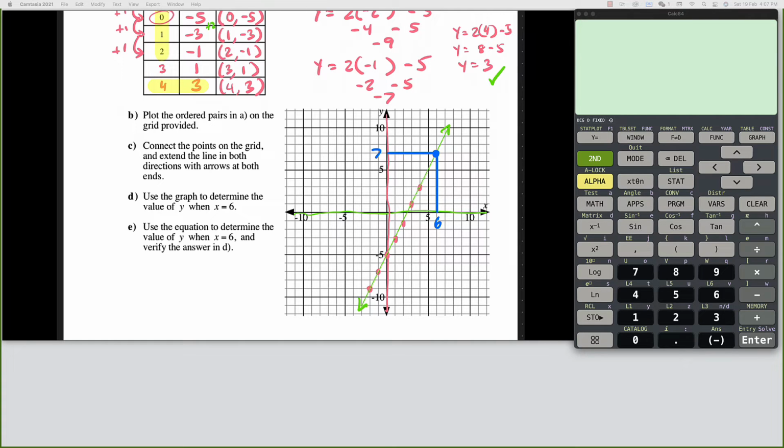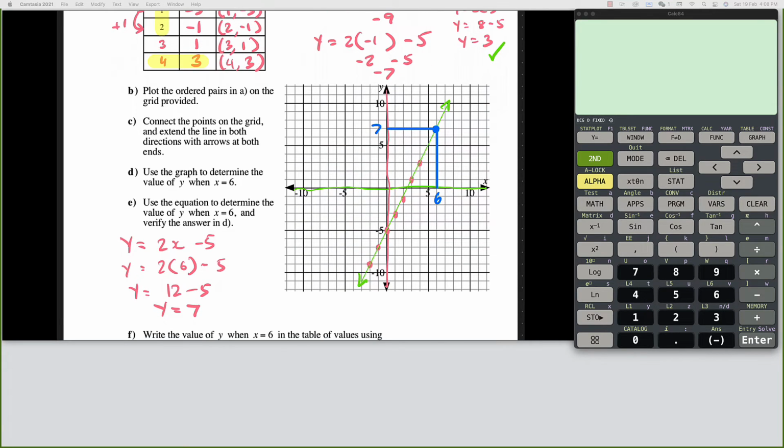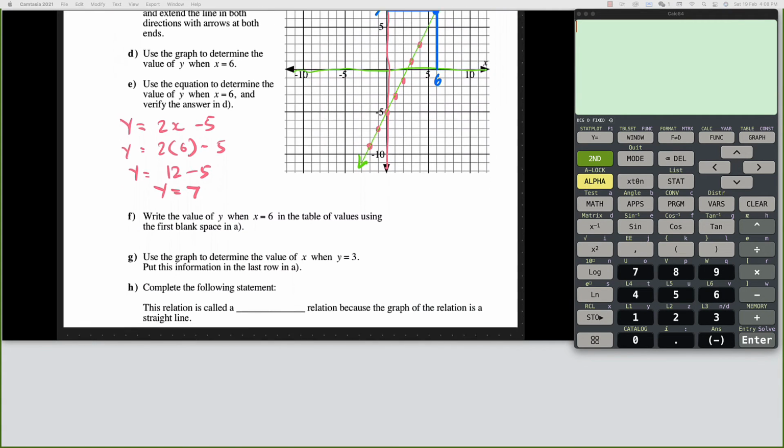Okay. Part E, use the equation to determine the value of y when x is 6, just to verify our answer. So again, we want to take our original equation, which was y equals 2 times x minus 5. We want to substitute the x with a 6, and I end up with y equals 12 minus 5, and in this case y equals 7. So verified using the graph and verified using the original equation.